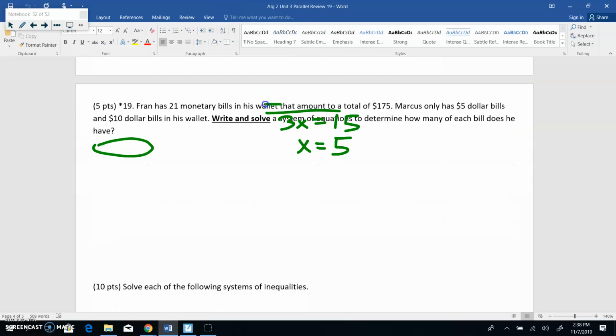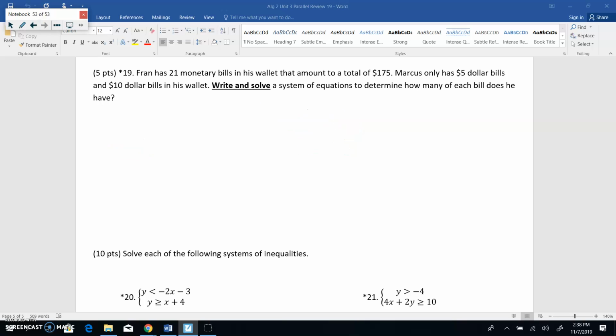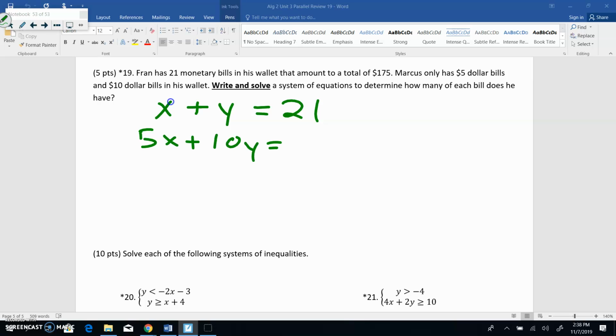This next one, Fran has 21 monetary bills in their wallet that amount to 175, so we've got some type of this bill, some type of that bill, and there's 21 of them. We know that these dollar bills, we have $5 bills, we have $10 bills, and there's $175 in this person's wallet. So what we can do, we can substitute or we can eliminate. But again, I am focusing on elimination because I like it better. So in this case, choose your elimination.